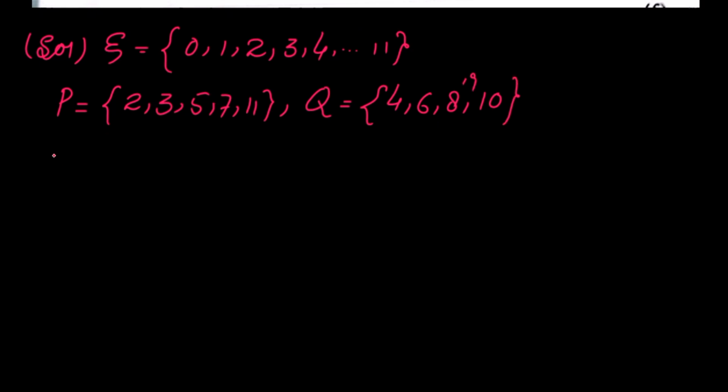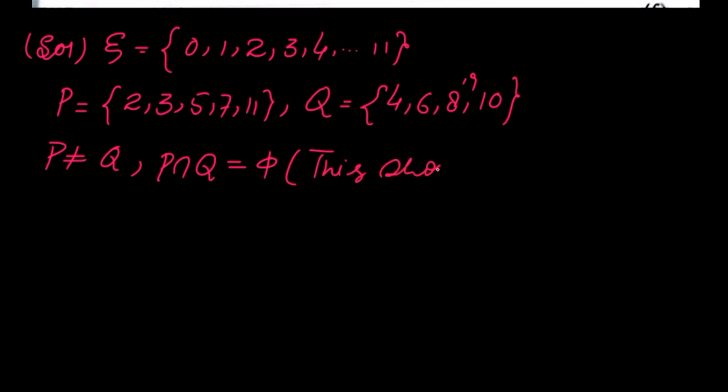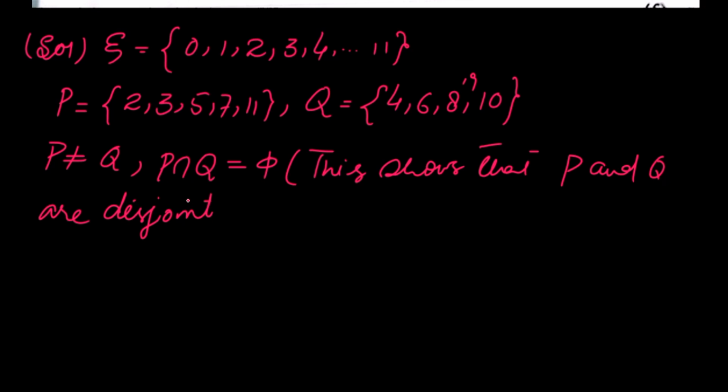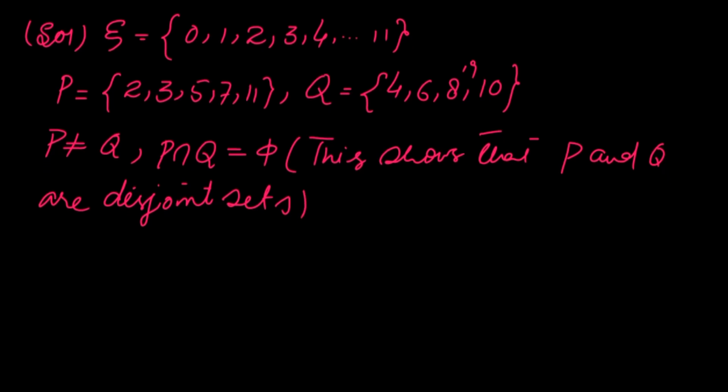Now you can see here both sets P and Q are not equal. Their intersection, P intersection Q, is empty. They have no common elements between them. This shows that the sets P and Q are disjoint sets. When two sets have no common elements between them, they are called disjoint sets.